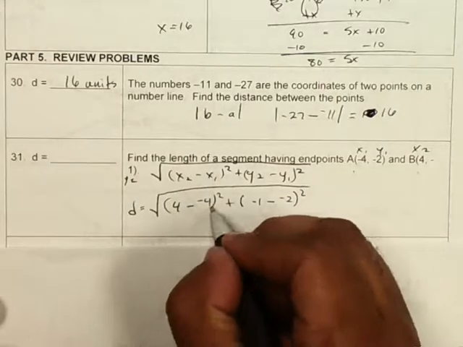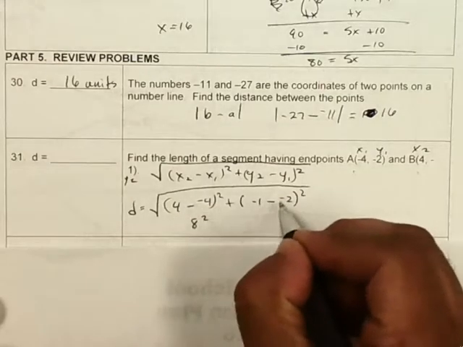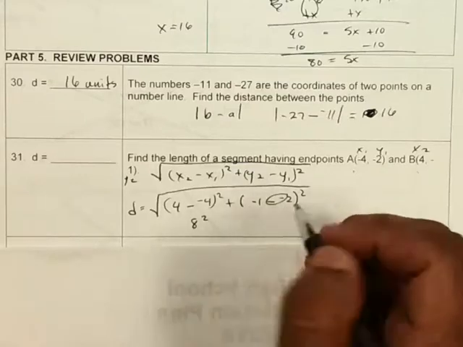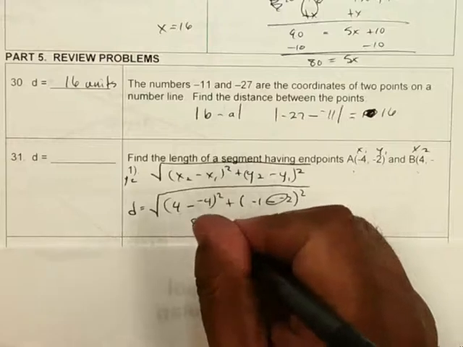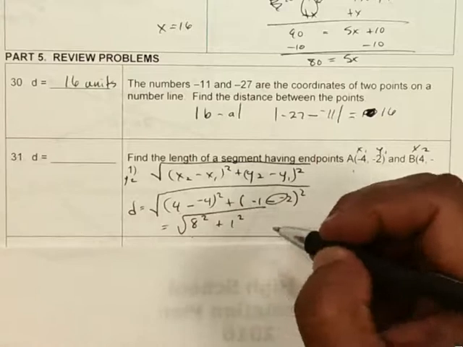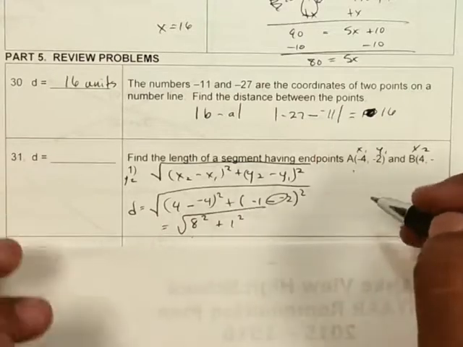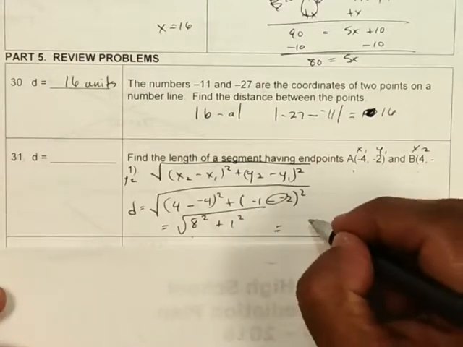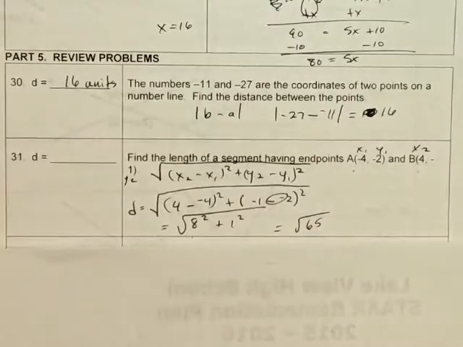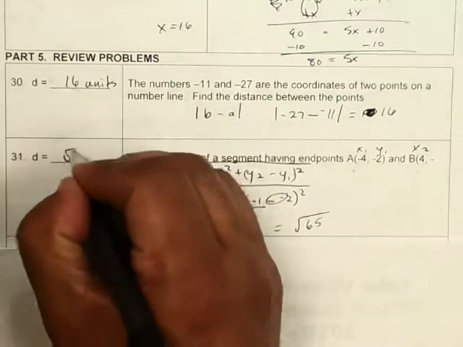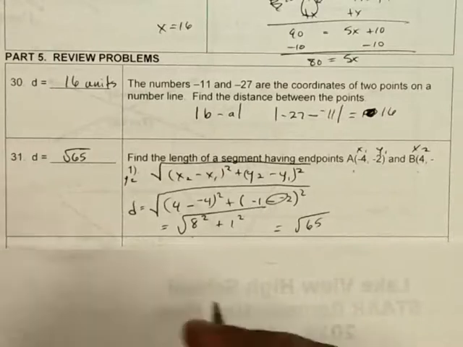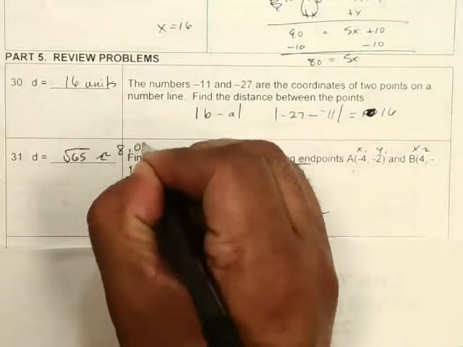All right, so this becomes 4 plus 4, which is 8 squared. Negative 1 plus 2, since we have this minus minus, that ends up becoming a positive. So it's going to be negative 1 plus 2, which is 1 squared. And 8 squared is 64. 1 squared is 1, so 64 plus 1 is 65. Now it doesn't say to factor it or simplify it, so I'm going to leave it as the square root of 65. You could put this into the calculator, and if you have to estimate it, that comes out to be about 8.06.